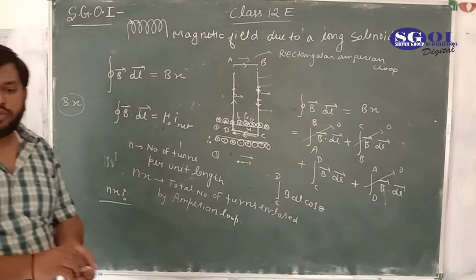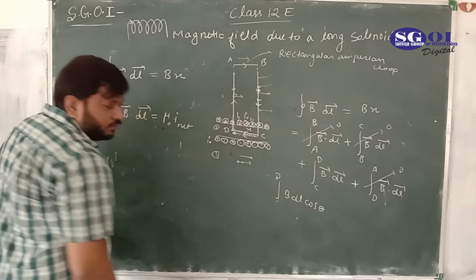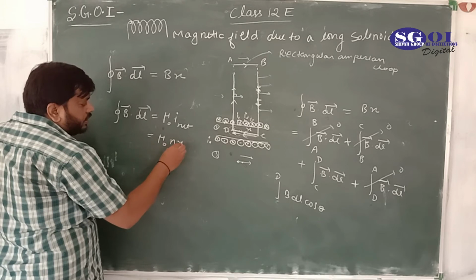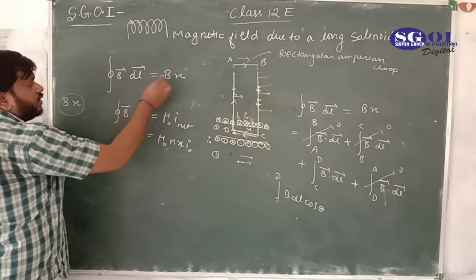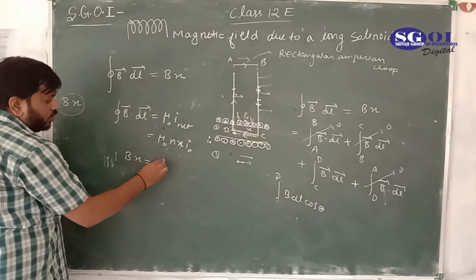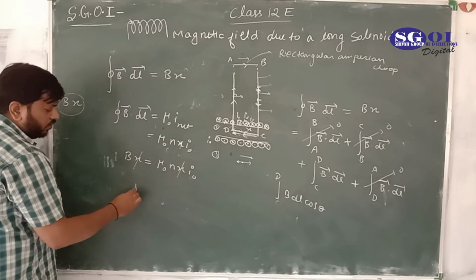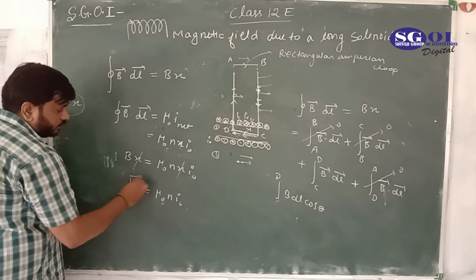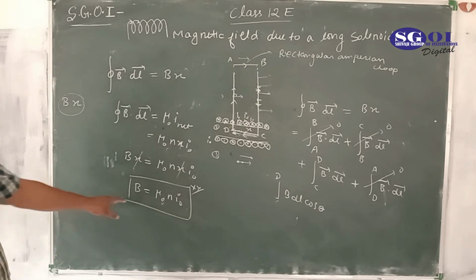So let's put this value here, nx I naught. So it is equal to mu naught nx I naught. So finally what we get, this is equal to Bx, this is also equal to this, both these terms will be equal. Bx equals mu naught nx I naught, x to x cancel out, B equals mu naught n I naught.